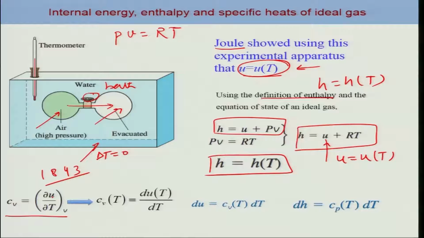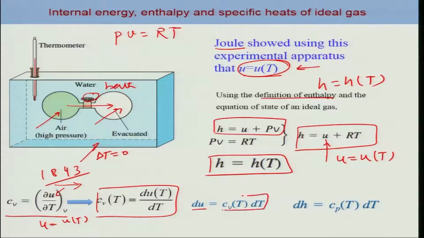This is represented in terms of the partial derivative of internal energy with respect to temperature. So given that u is only a function of temperature, you can change from partial differentiation to ordinary differentiation, which is this, and thus you can write du as simply Cv(T) multiplied by dT. Similarly, you can do the same exercise and write dH is equal to Cp multiplied by dT. So this is for ideal gas.